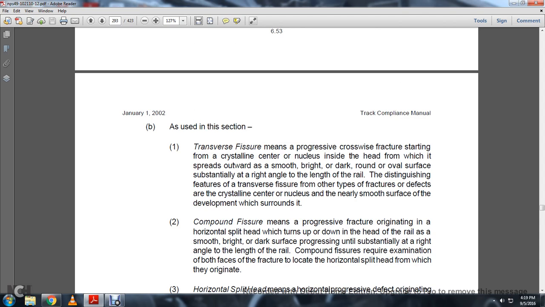As used in this section, transverse fissure means a progressive crosswise fracture starting from a crystalline center or nucleus inside the head, from which it spreads outward as a smooth, bright, dark, round or oval surface, substantially at a right angle to the length of the rail. This distinguishes the transverse fissure from other types of fracture and defect, with the crystalline center of the nucleus having a nearly smooth surface compared to the development surrounding it.